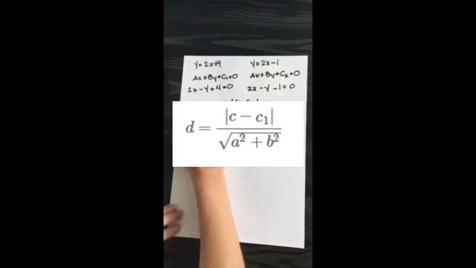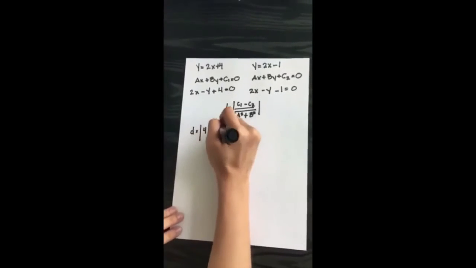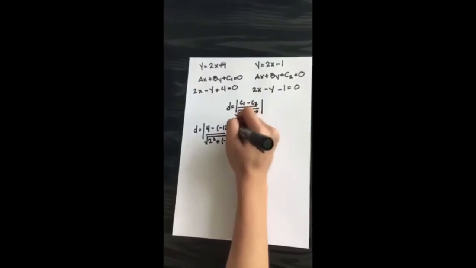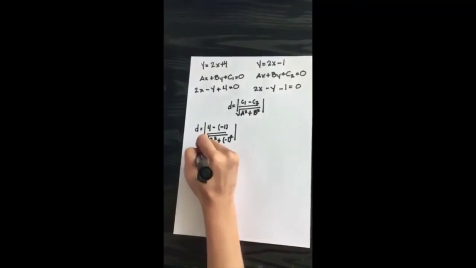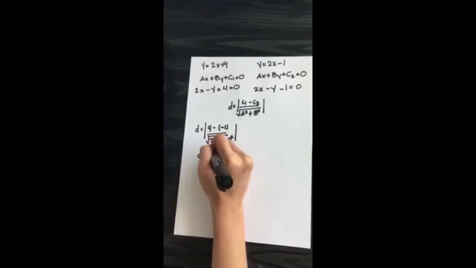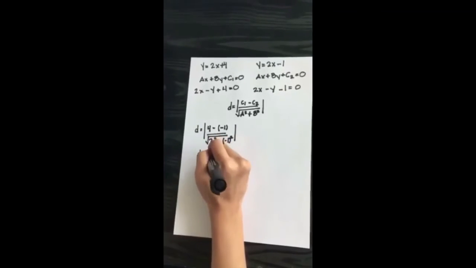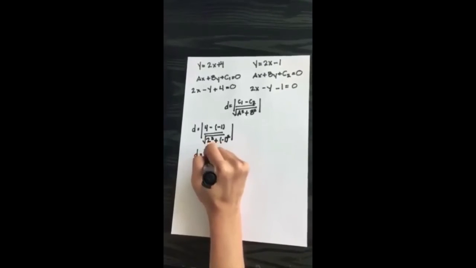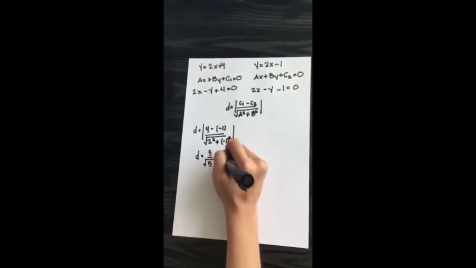So we have c sub 1 as 4 and c sub 2 as negative 1. We also get the value of a as 2 and the value of b as negative 1. So for this example, the distance between the two parallel lines is the square root of 5.